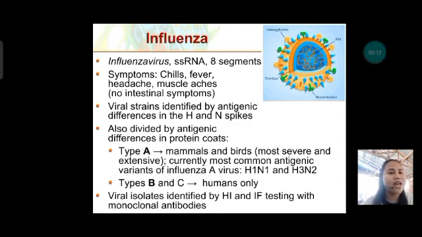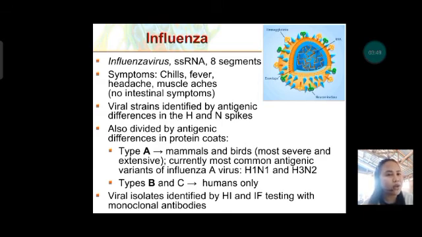The viral strains are identified by antigenic differences in the H and N spikes, and also divided by antigenic differences in protein codes. Type A infects mammals and birds and is the most severe and extensive. Currently, the most common antigenic variants of influenza A virus are H1N1 and H3N2. The second type is type B and C, which are for humans only.